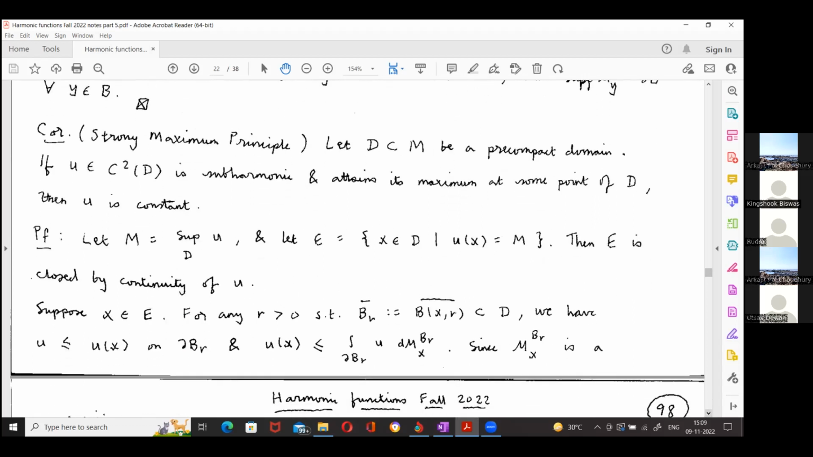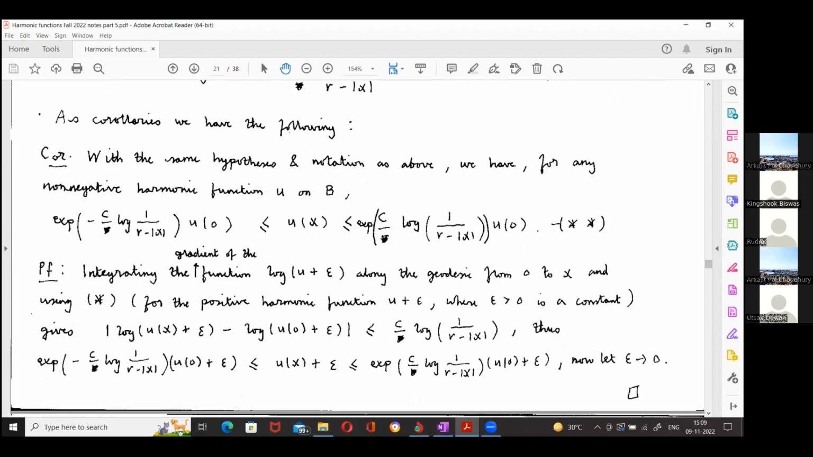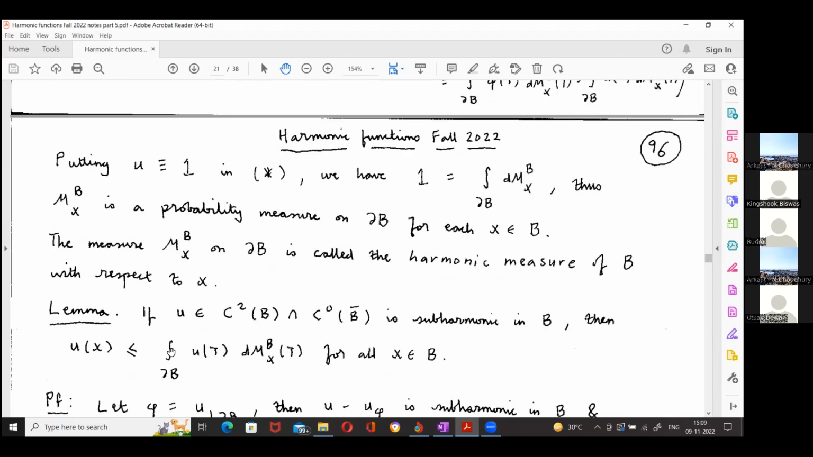This will be similar to the proof of the maximum principle for subharmonic functions in Rn for the Euclidean Laplacian, using the submean value property for subharmonic functions. Okay, so it's similar to the proof of that, because you see, we have the submean value property for subharmonic functions. That is this lemma, right?